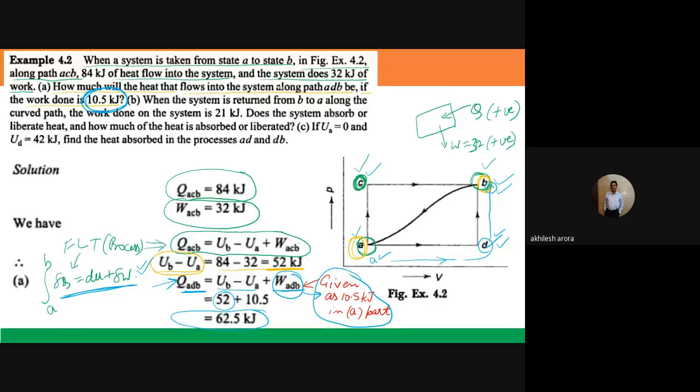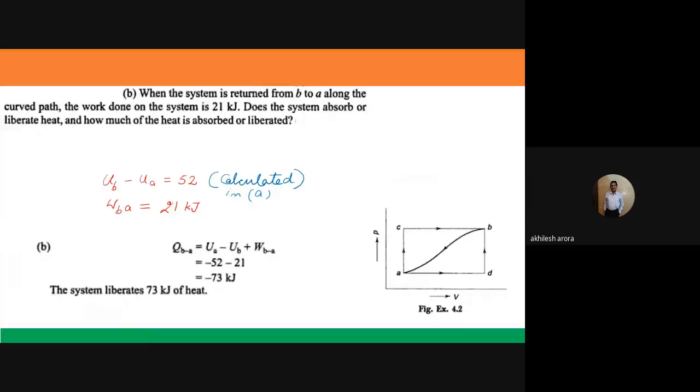Now let us go to part B. What is part B? When the system is returned from B to A along the curved path. Now this is the curved path, this one. So the system is returning back to point A. It is not saying whether you have gone from A to B along different paths. It is now talking about point B as the starting point and point A as the ending point.